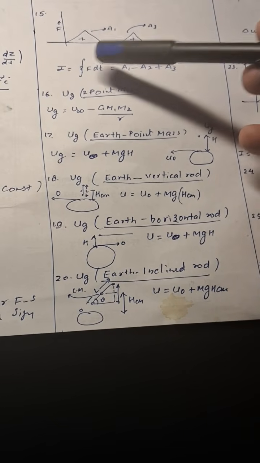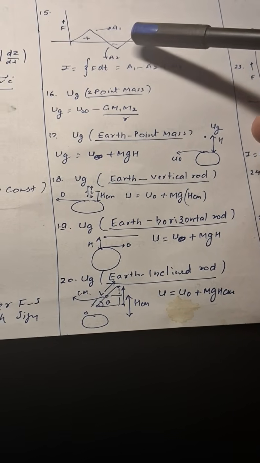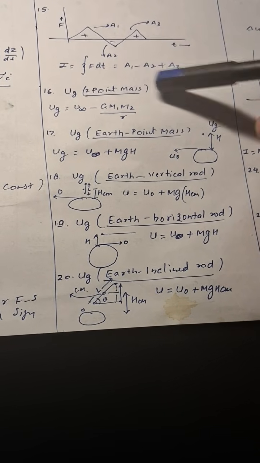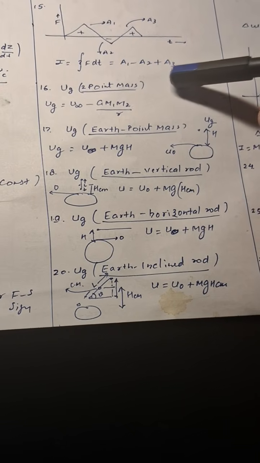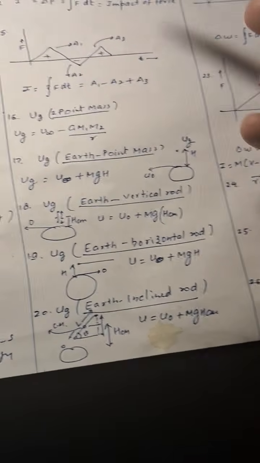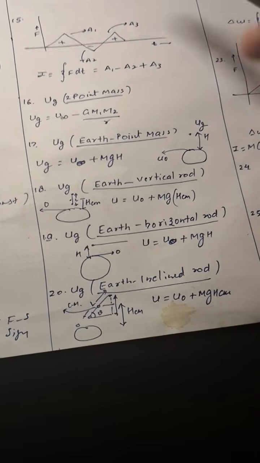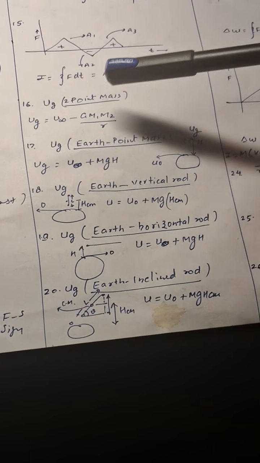So just keep in mind that if force is positive, take the area positive, and if force is negative, use the negative sign convention, as done in the case of minus A2 over here. So this is a simple explanation of how to use this format and how to understand and implement it while solving questions.